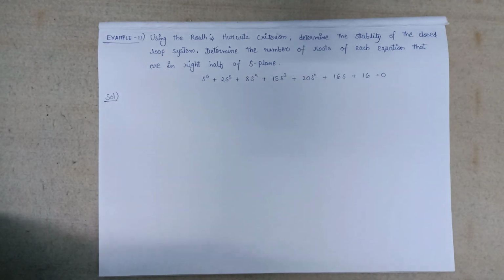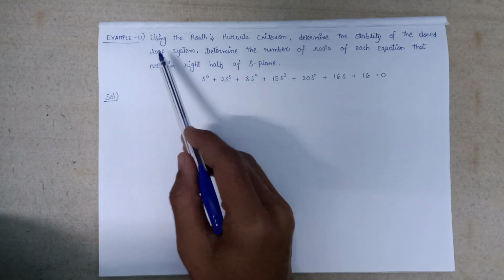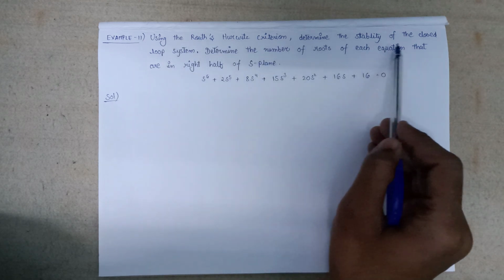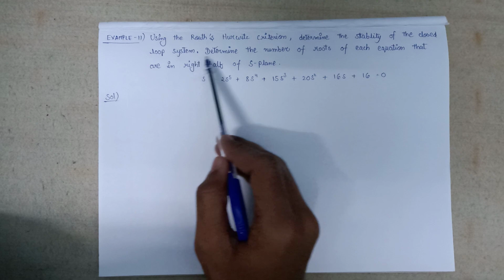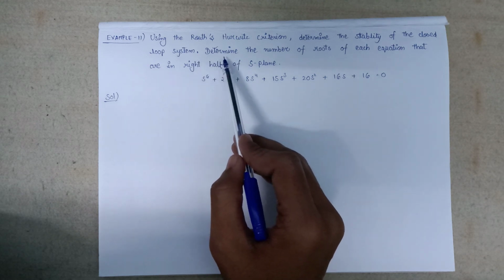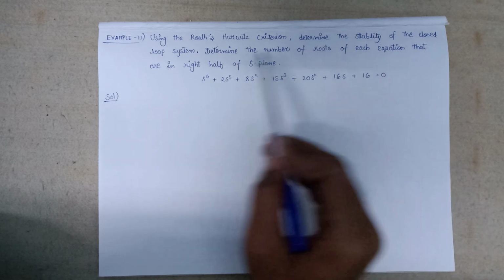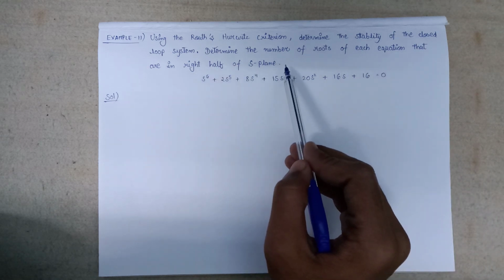Welcome all. In this lecture, we are going to discuss one more example, that is example number 11. So let's discuss it. Using the Routh-Hurwitz criteria, determine the stability of the closed loop system and determine the number of roots of each equation that lie in the right half of the S-plane.